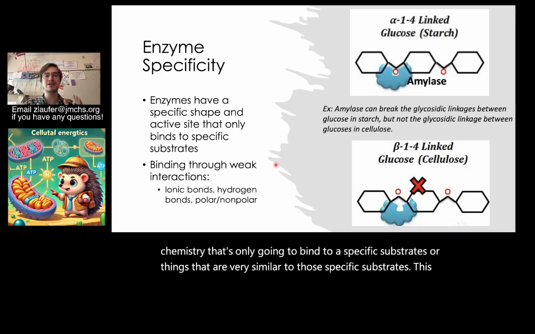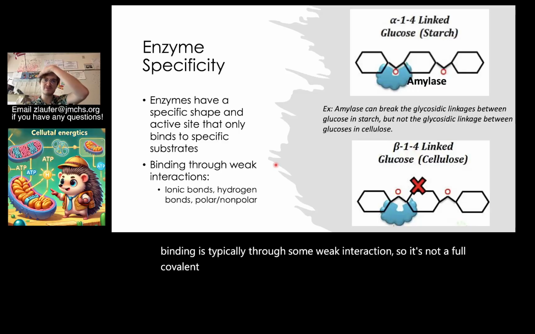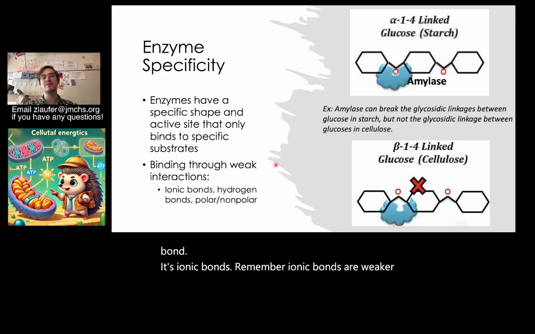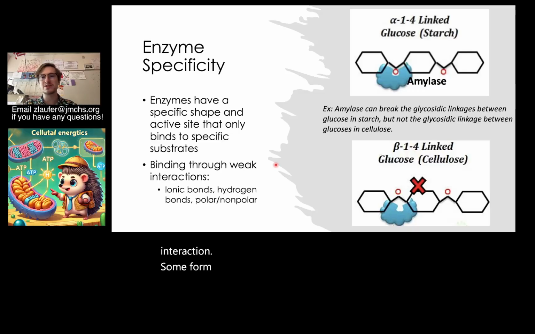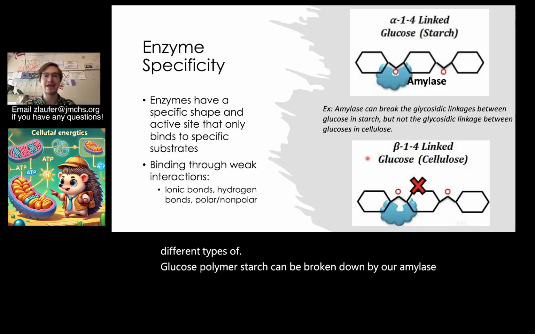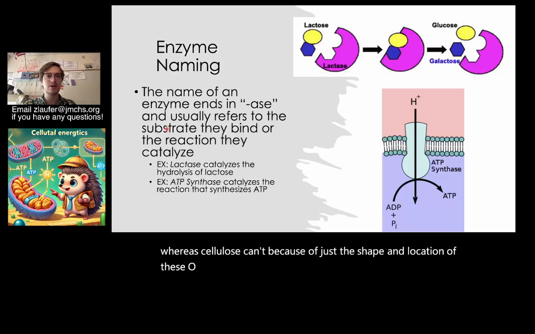This binding is typically through some weak interaction, so it's not a full covalent bond. It's ionic bonds. Remember, ionic bonds are weaker than covalent bonds. It could be hydrogen bonding, it could be polar, nonpolar interactions. Some form of weak interaction holds it in place. And we have an example of this enzyme specificity with two different types of glucose polymer. Starch can be broken down by our amylase, whereas cellulose can't, because of just the shape and location of these O ester bonds.